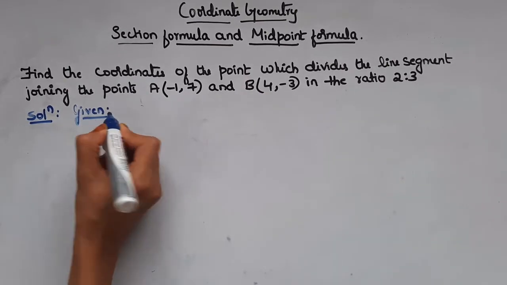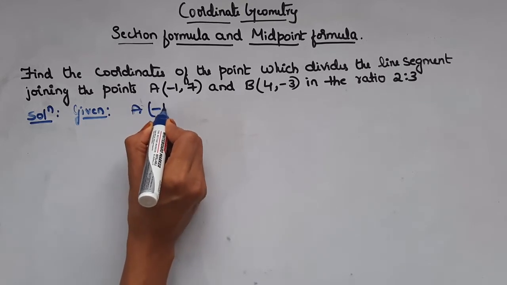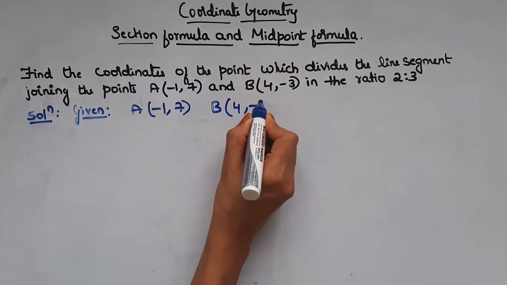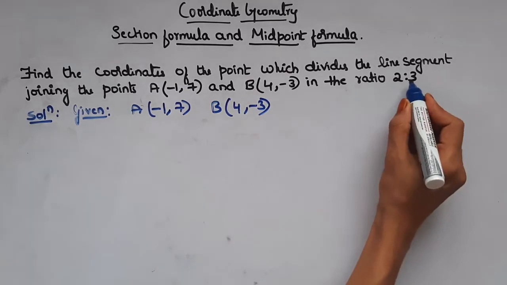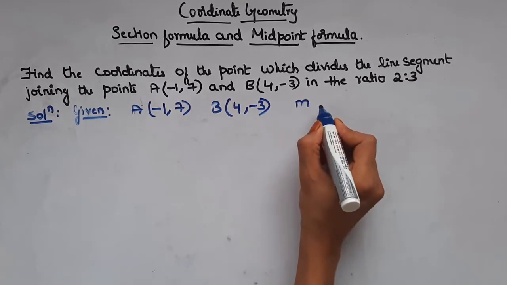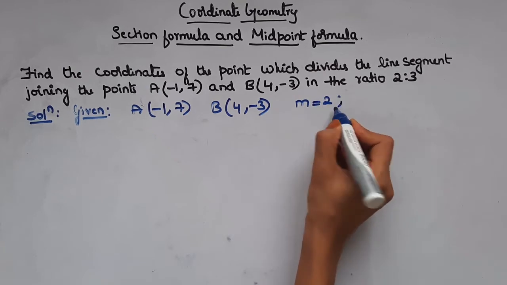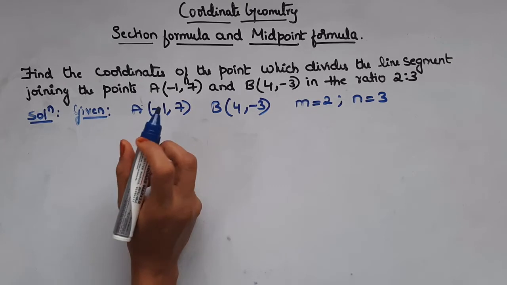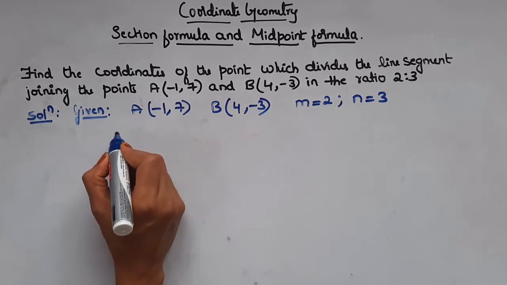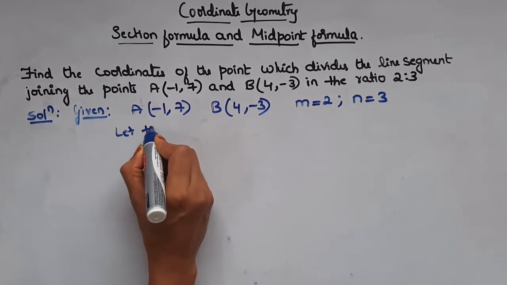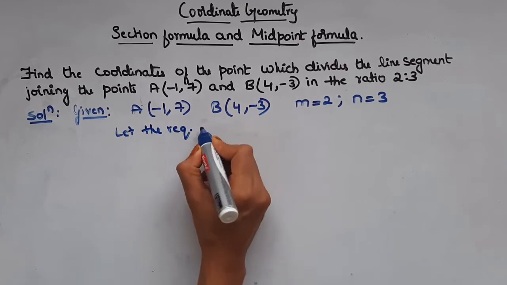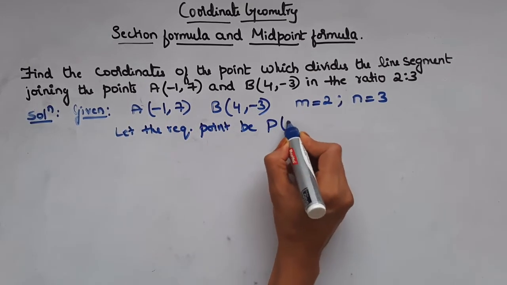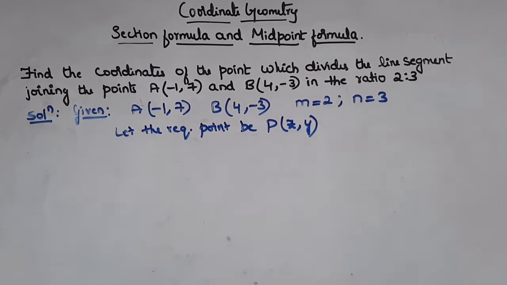So given here is A of minus 1, 7 and point B is 4, minus 3. And ratio 2:3 is nothing but your m and n, right? So m is 2 and n is 3. So first let's take the required point P of x, y. So let the required point be P of x, y. Alright.